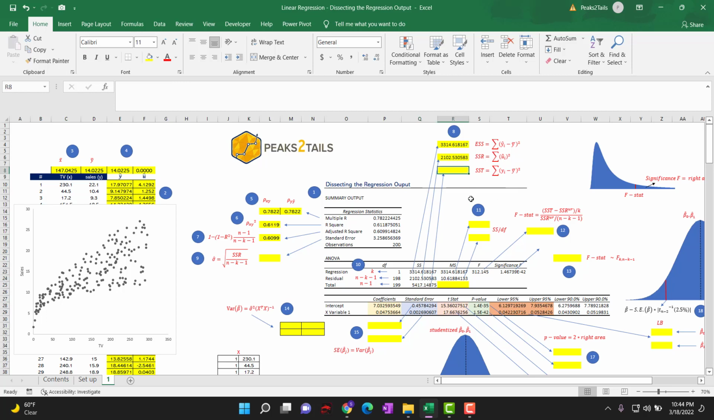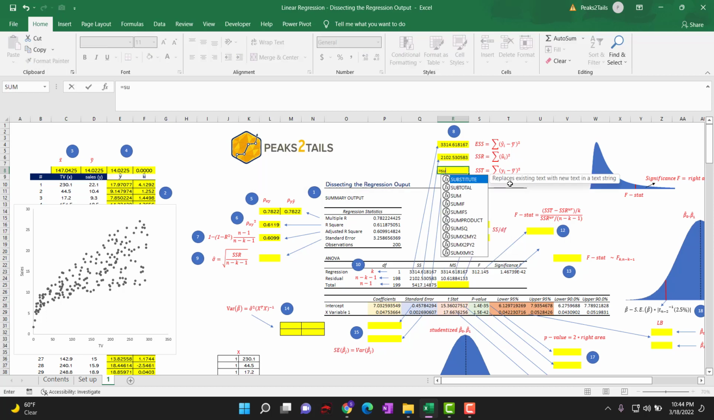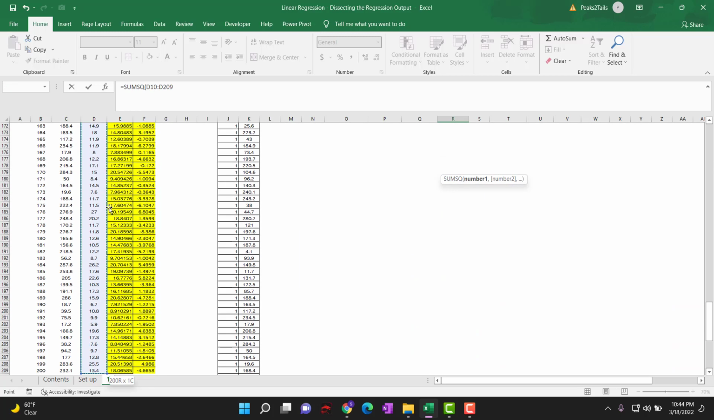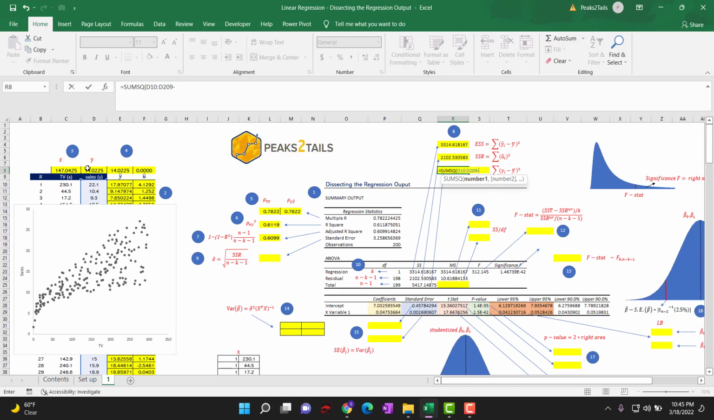And the last piece is sum of total squares, which is the sum of squared deviations of actual y from the mean y. All right, so let's use sum_sq. Inside of this, I'll pass the actual y, which is my sales vector, minus y hat. Y hat is fixed. Bracket close, Control Shift Enter. That's 5417.14, which matches the result here in the table.